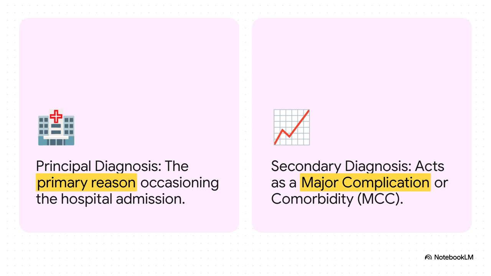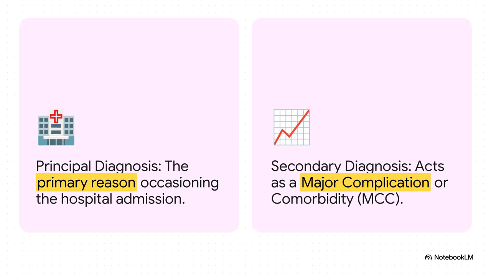Now, sequencing. This is a spot where a lot of coders can get a bit tripped up. So when exactly is acute respiratory failure the principal diagnosis versus a secondary diagnosis? Well, it acts as the principal diagnosis when it's the primary reason occasioning the admission. Make sense, right? However, let's say a patient is admitted for severe pneumonia, and then they develop acute respiratory failure on day 2. In that scenario, the pneumonia is your principal diagnosis, and the acute respiratory failure becomes a secondary diagnosis. And here's the real kicker. As a secondary diagnosis, it acts as a major complication or comorbidity, an MCC, which, as we know, significantly drives up the DRG weight and the facility's reimbursement.